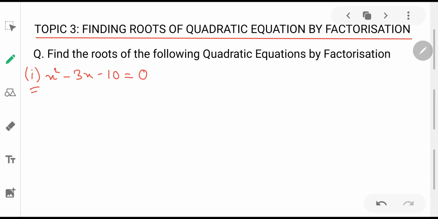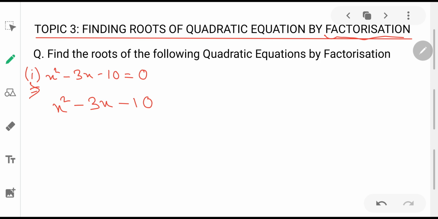Till now we have learned how to form a quadratic equation, but now we will learn to find the zeros or the roots of a quadratic equation, and this time we will be focusing on the method of factorization. So, how to do that? At first you write it: x square minus 3x minus 10.